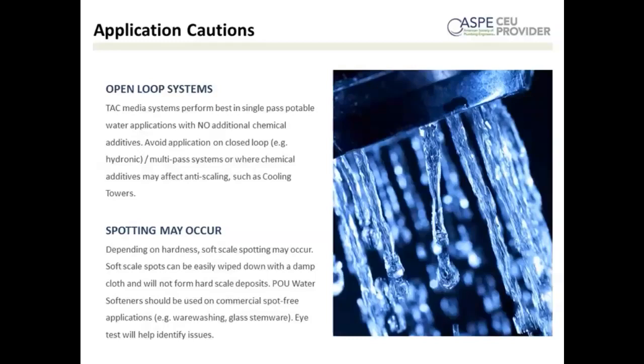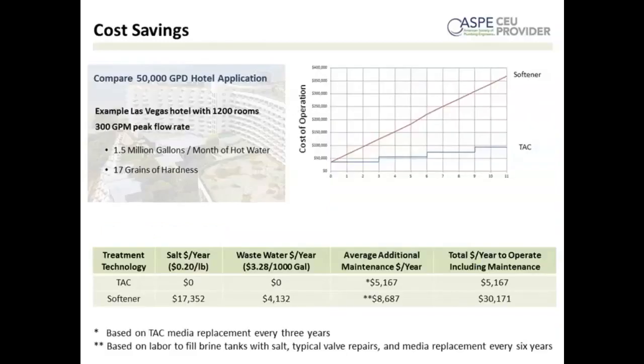Next slide. Cost savings, just if you go down to the bottom of this slide, it's a little heavy in tables and graphs, but down below you can start to see, because of the operating costs associated with softeners, there's a much better return on investment and essentially operating cost reduction based on TAC versus softeners. Next slide.